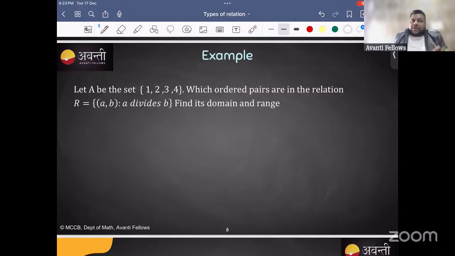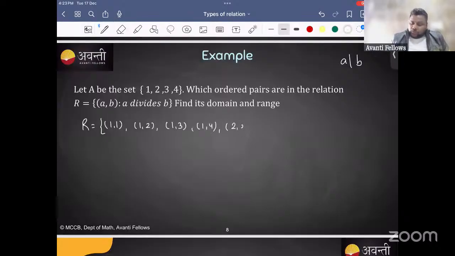But in every ordered pair, the first entry might not divide the second entry. What they are saying is, a should divide b. That means the elements in the relation can be (1, 1), (1, 2), (1, 3), (1, 4) because 1 divides every number. Now (2, 1) won't be here, but (2, 2) and (2, 4) will. (3, 1) will not be here because 3 does not divide 1. Similarly, 3 does not divide 2. Now there will be (3, 3).